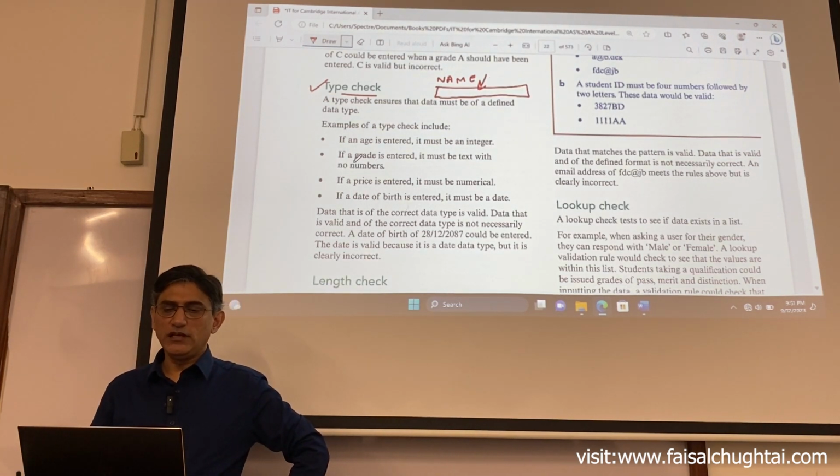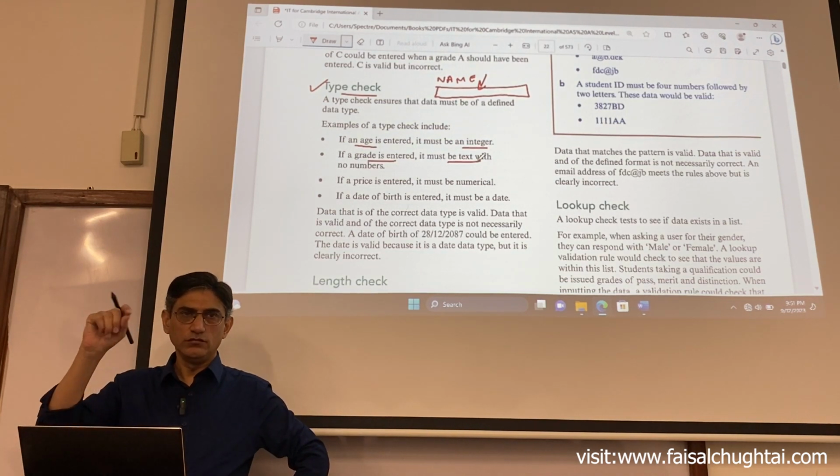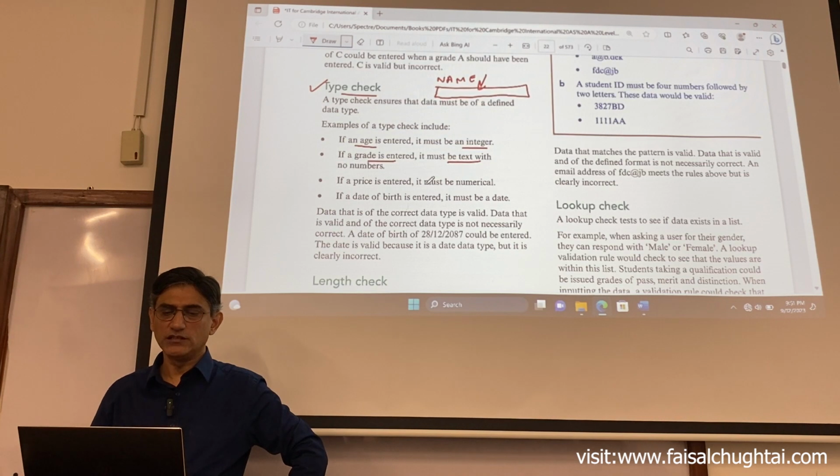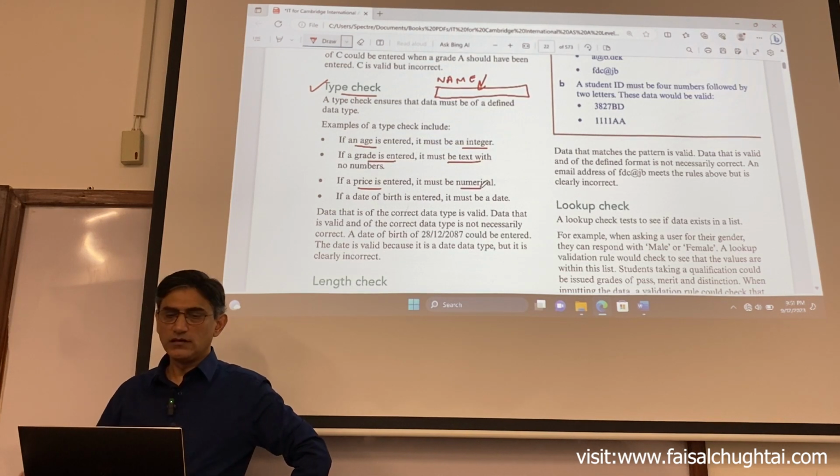The examples could be: if age is entered, it must be an integer. If a grade is entered, then it must be text. These are examples other than the example that I gave you, that of somebody's name. If a price is entered, again it must be a number, or it must be numerical. If a date of birth is entered, then it must be in the date format, like this.